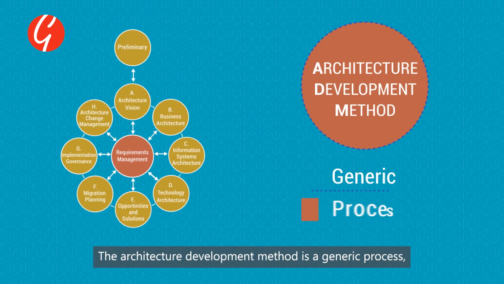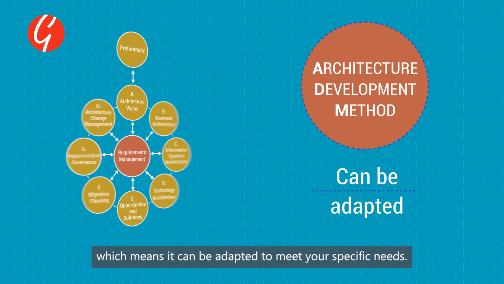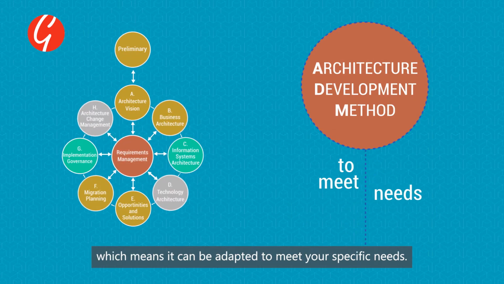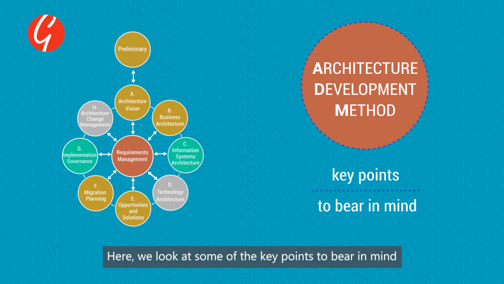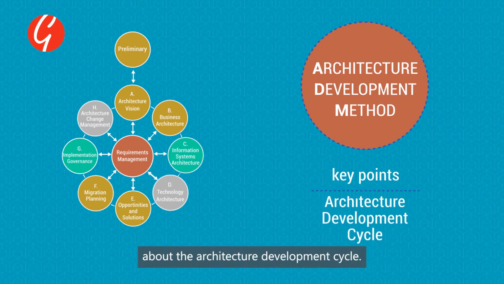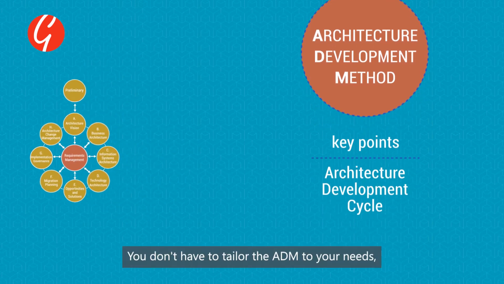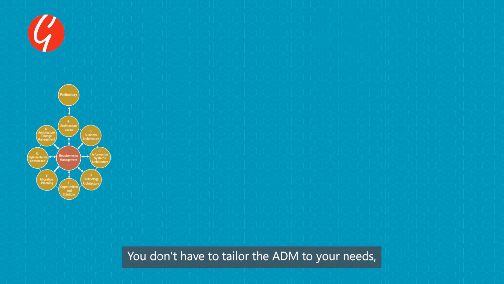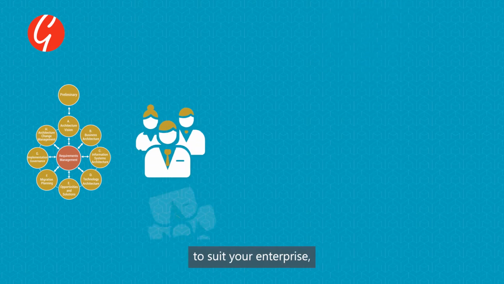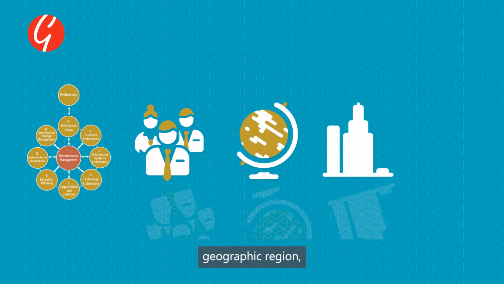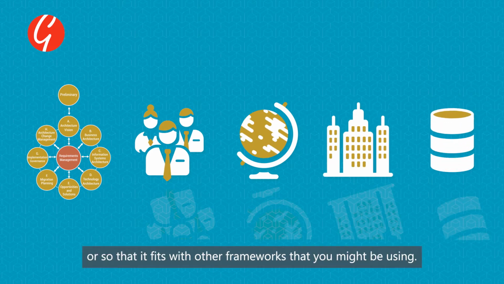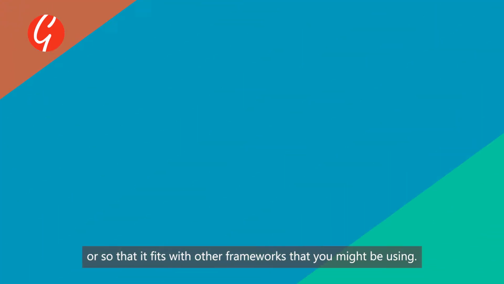The architecture development method is a generic process, which means it can be adapted to meet your specific needs. Here we look at some of the key points to bear in mind about the architecture development cycle. You don't have to tailor the ADM to suit your needs, but you may want to adapt it to suit your enterprise, geographic region, industry sector, or so that it fits with other frameworks that you might be using.